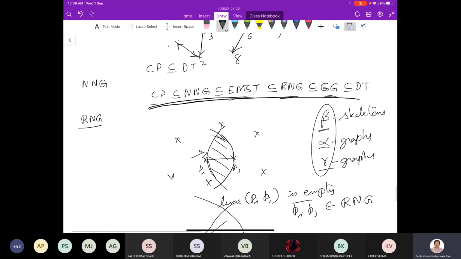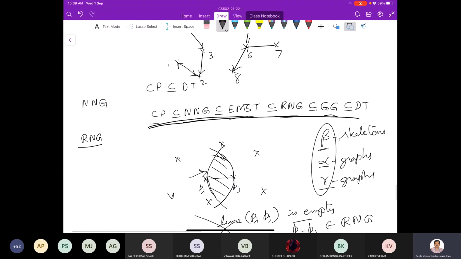For some values of these parameters, the graph is also a subgraph of the Delaunay triangulation. So all these graphs are used in many different places. Wherever you want to study neighborhood properties of your points, these graphs are used. So there are many applications of these graphs. These are the various subgraphs of the Delaunay triangulation. So I request all of you to go through this one. I have not covered these things in depth.